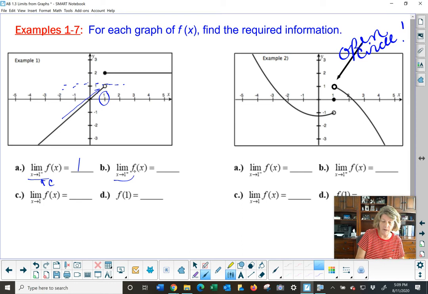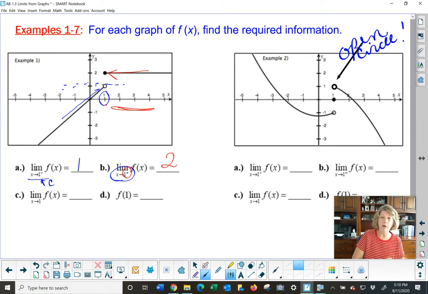The limit from the right side of 1 of f of x. So let me just switch my color here. Now I want to come in from the right of 1. So the right of 1 would be over on this side, wouldn't it? So I'm coming in and coming into there. The answer to this is 2. From the right side of x equals 1, I'm at a height of 2.